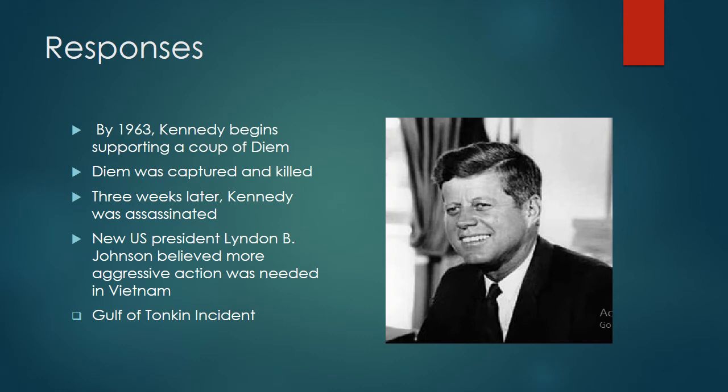The new President Johnson believed in more aggressive action. He believed that more aggressive action was required by the Americans, and it was like a blank check for him. Both the Senate and the House of Representatives gave him a free hand, and he came up with the option of deploying a huge number of American troops in the Vietnam War.